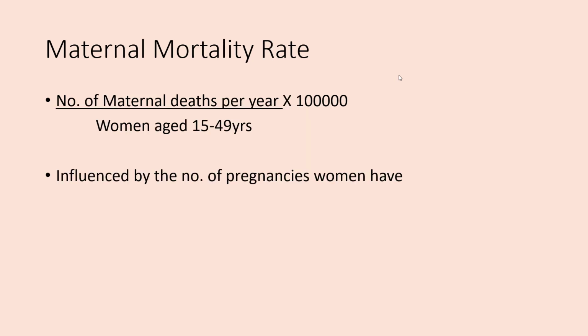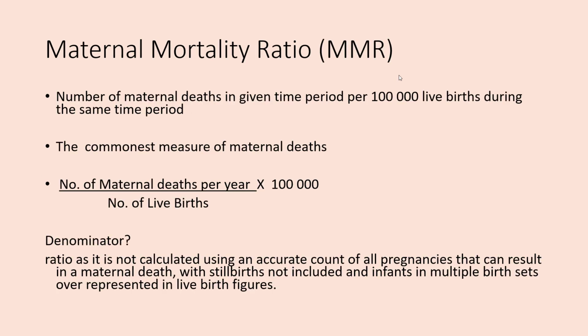So when we calculate maternal mortality rate, the denominator is women aged 15 to 49 years and the numerator is the number of maternal deaths per year, multiplied by 100,000. The important thing is this maternal mortality rate is influenced by the number of pregnancies that the women have. Because of that, people have introduced something called maternal mortality ratio. In this question, they ask about maternal mortality ratio.